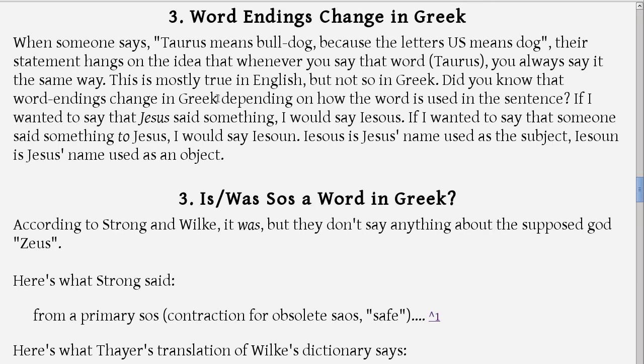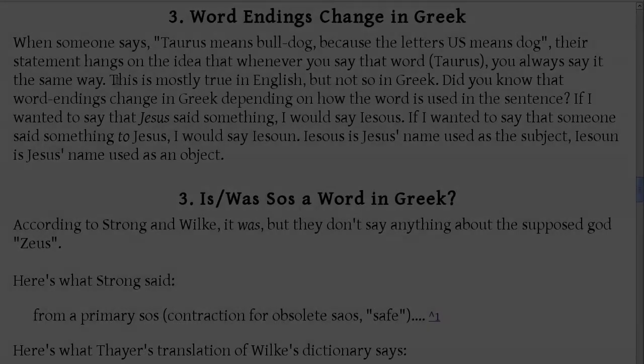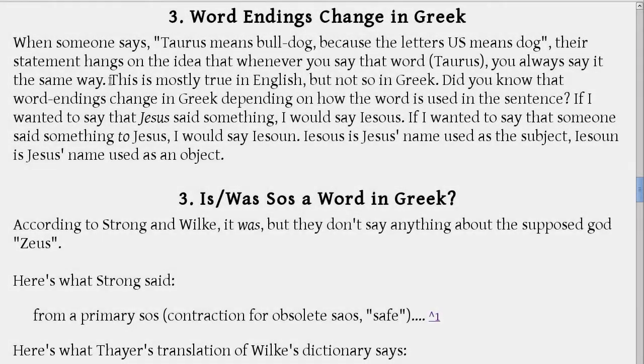This is mostly true in English. Most of the time, words stay the same in English. There are times when words change, though, or different words are used. So this is mostly true in English, but not so in Greek. Did you know that word endings change in Greek depending on how the word is used in the sentence?